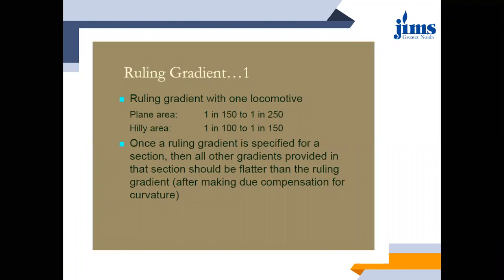The nominal values for ruling gradient with one locomotive, for plain areas, range from 1 in 150 to 1 in 250, and in hilly areas they range from 1 in 100 to 1 in 150.